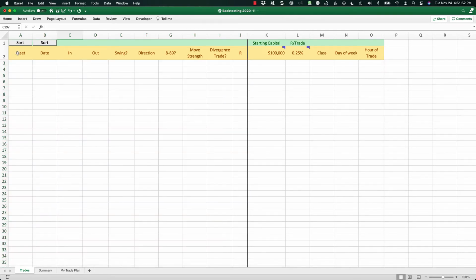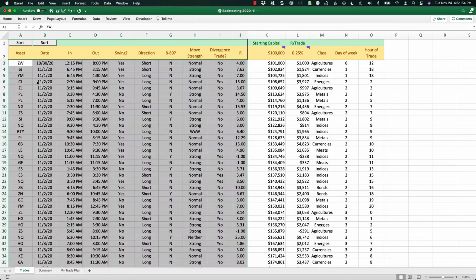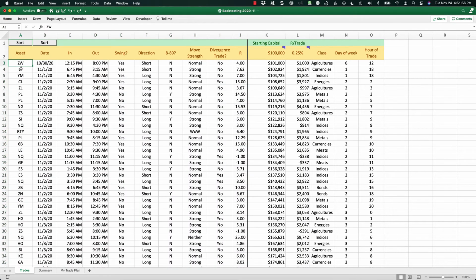All right. So the asset in this case, I'll just undo that delete so you can see, the asset is whatever that contract is, wheat, the date, and then the time in and time out. And for me, is it a swing trade? Meaning, did this go over a midnight time period? So it might have gotten in here at 12 p.m. on Monday, and then got out at 8 p.m. on Tuesday. So yes, that was a swing trade.